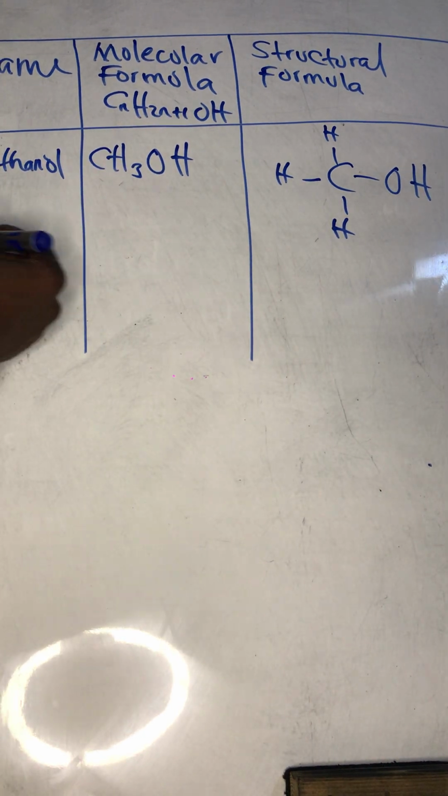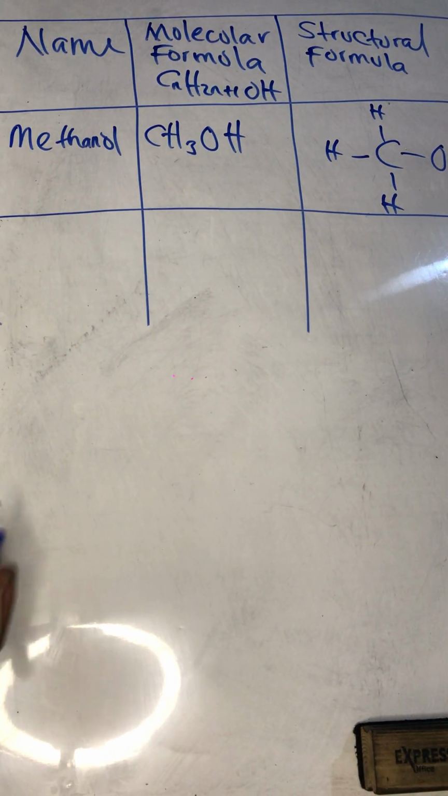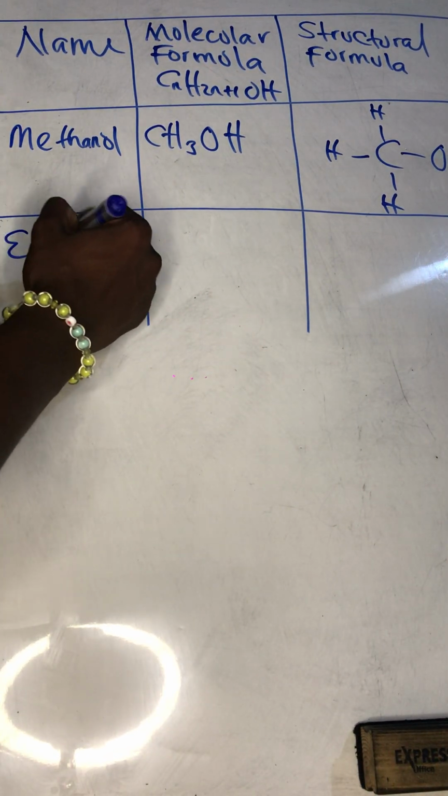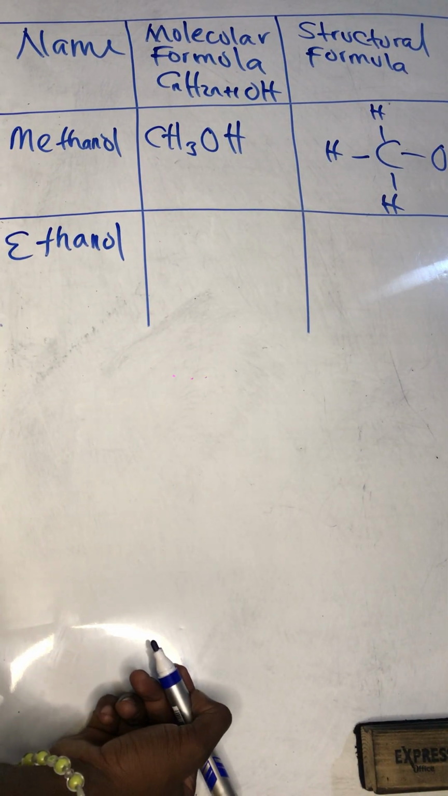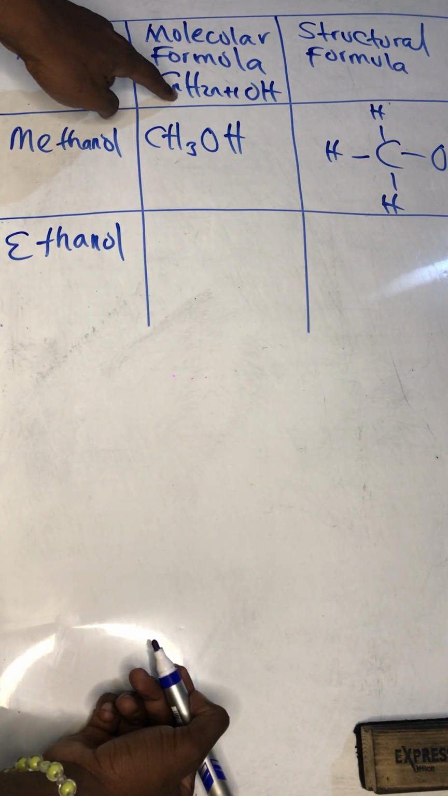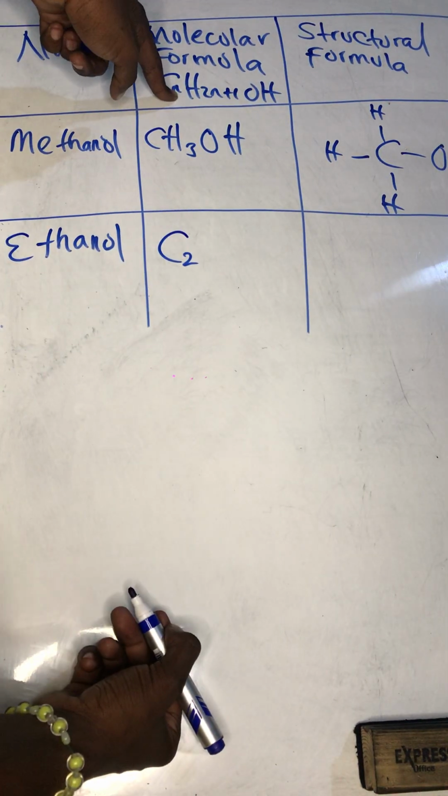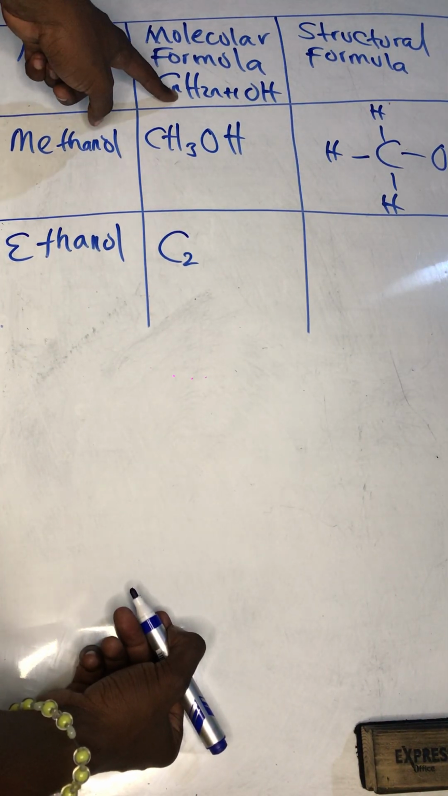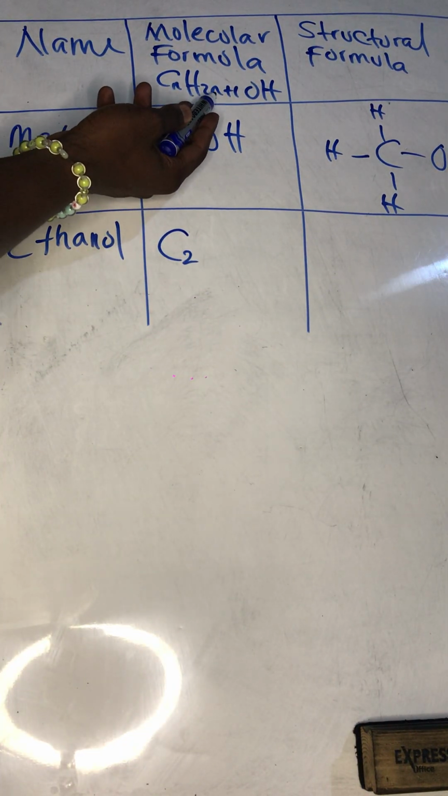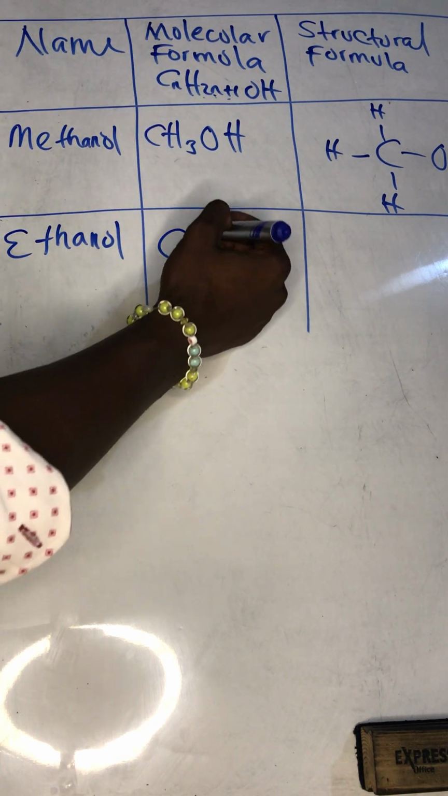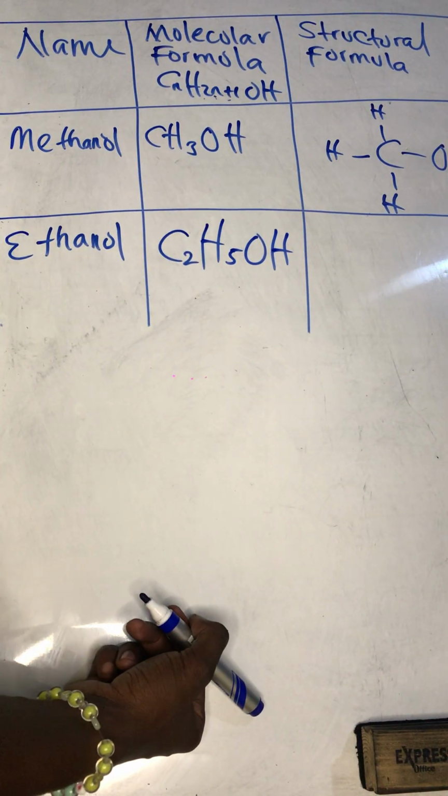Next, let's look at ethanol. Ethanol is number 2, right? It is the second member of the alcohols. So what is going to be the molecular formula? Where there is n, we put 2. So CnH, where there is n we put 2, so it becomes 2 times 2, 4, plus 1, 5. C2H5OH. This is the formula for ethanol.